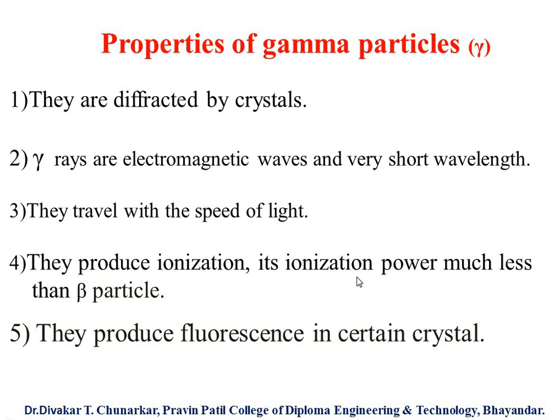Then the properties of gamma rays. They are diffracted by crystals. Gamma rays are electromagnetic waves with very short wavelength. They travel with the speed of light, that is 3 into 10 to the power 8 meters per second. This is a general point.